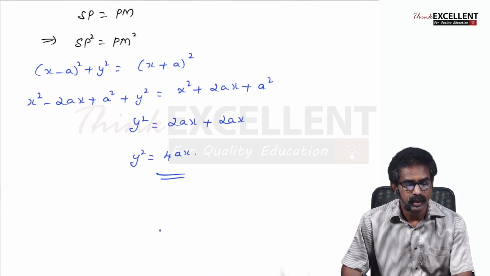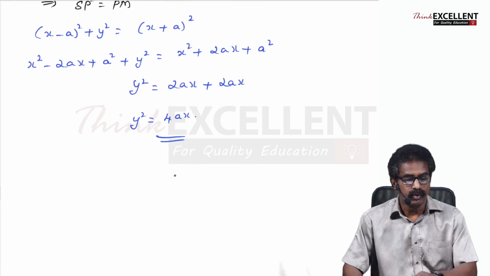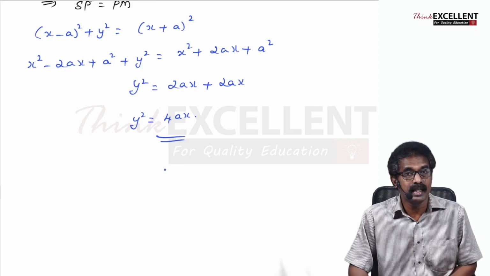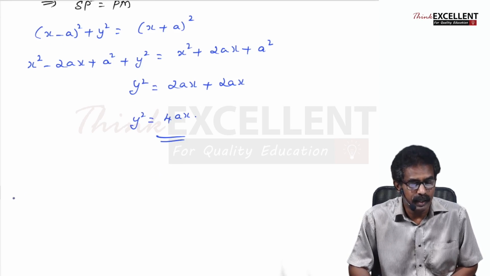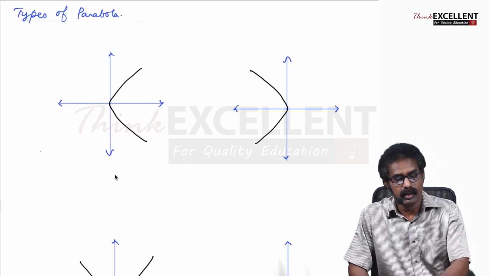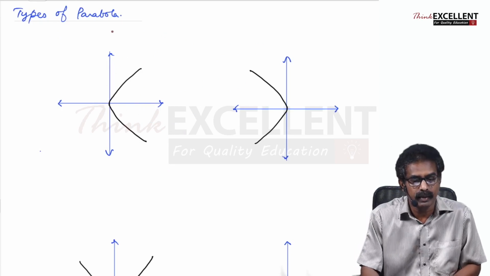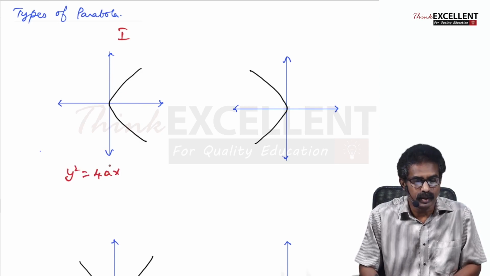Okay, so this is y square equal to 4ax. It's a standard equation of parabola. But I said there are 4 types of parabola. So now let us see what the 4 types of parabola are. So this is the first type of parabola. The standard equation we studied, y square is equal to 4ax, y square equal to 4x.